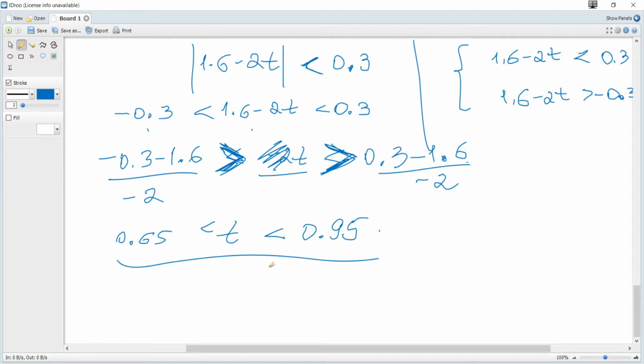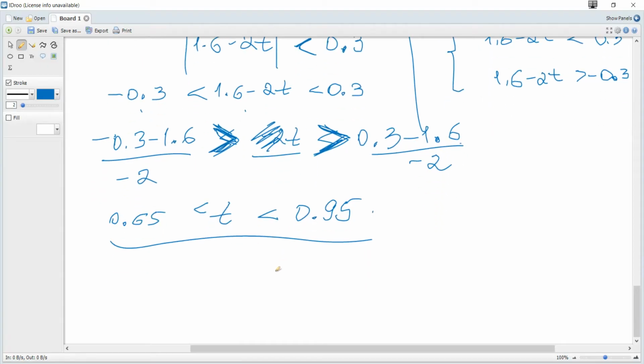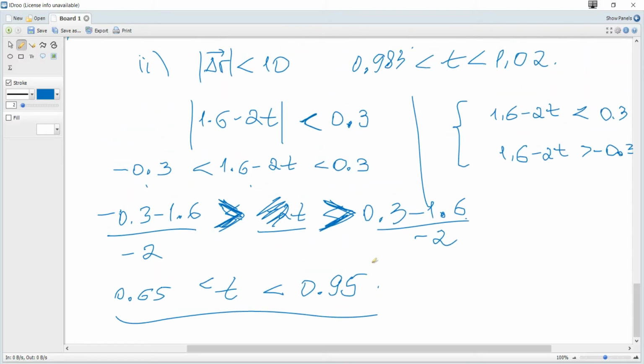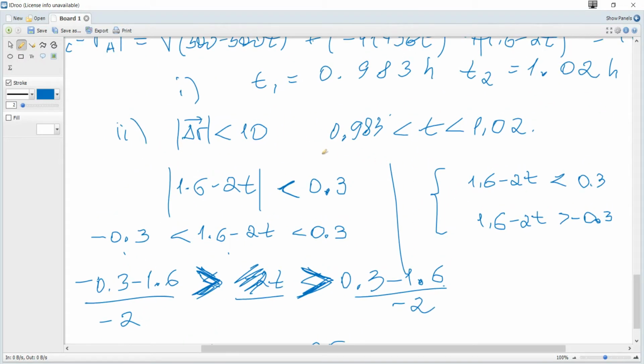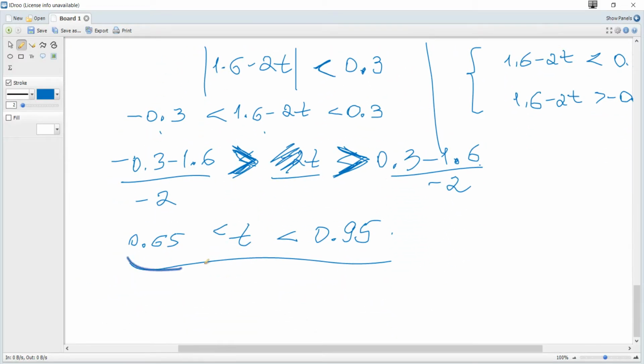Then the distance between them must be greater than 10 kilometers. But we know that the distance between them is less than 10 kilometers only in the earlier interval, so for other moments of time the distance is greater than 10 kilometers. So for this interval, the distance between them is greater than 10 kilometers.